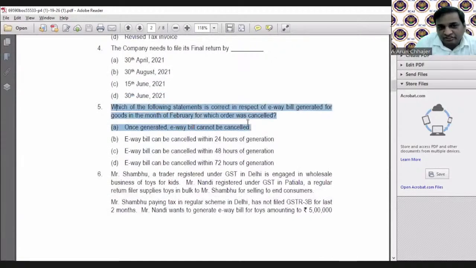Last question, which of the following statements is correct in respect of the e-way bill generated for the goods in the month of Feb for which order was cancelled? Which of the following statements is correct?